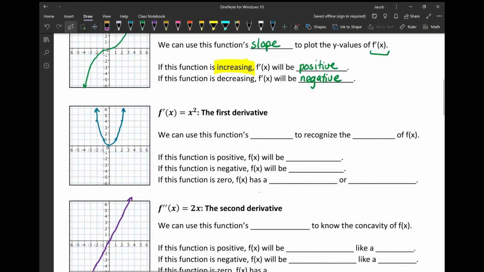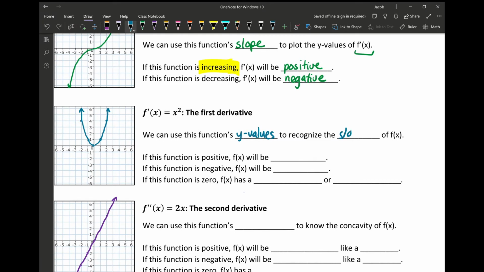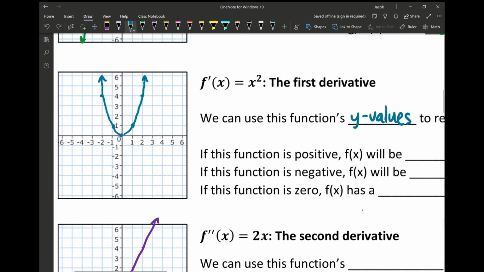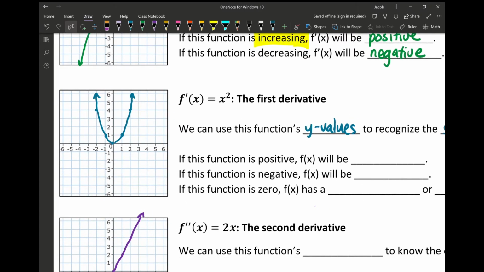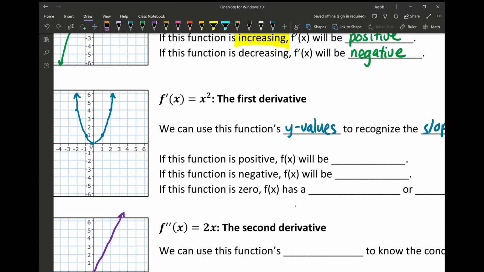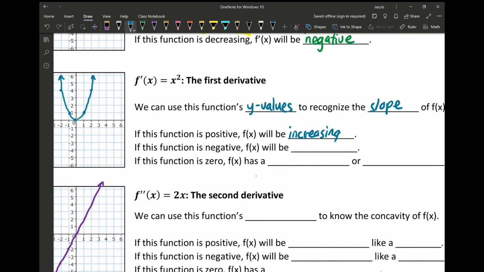And moving on to this first derivative, we can use this function's y values, oops, that should be blue, y values to recognize the slope of f of x. So just driving home that point that you are looking at a bunch of slopes when you look at this quadratic, if it is labeled f prime of x, which it is. If this function is positive, this is sort of reiterating the same point from before, f of x will be increasing. If the function is negative, f of x will be decreasing.